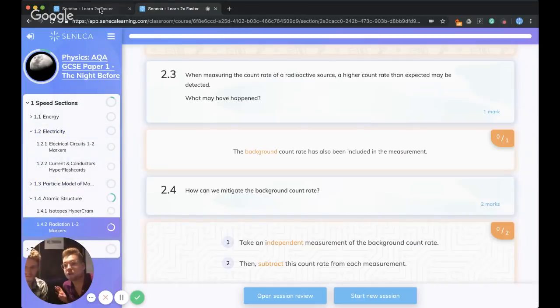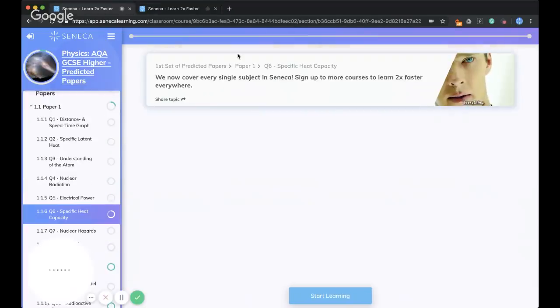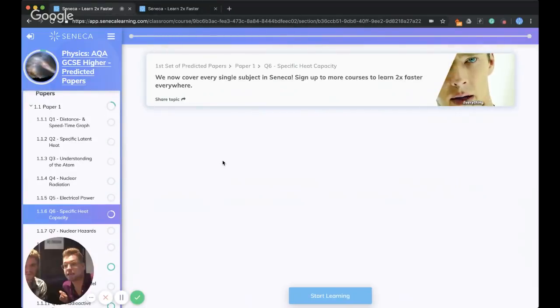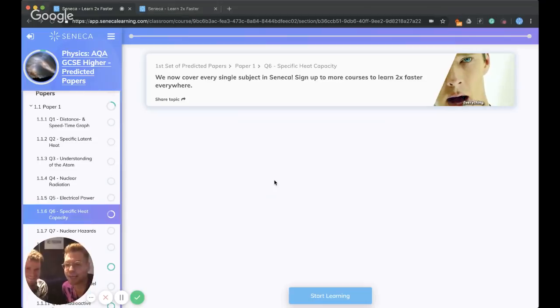Okay, so next we are going to go over, super requested, specific heat capacity. Okay, it did switch. Perfect. Specific heat capacity, and we're also going to talk about latent heat.